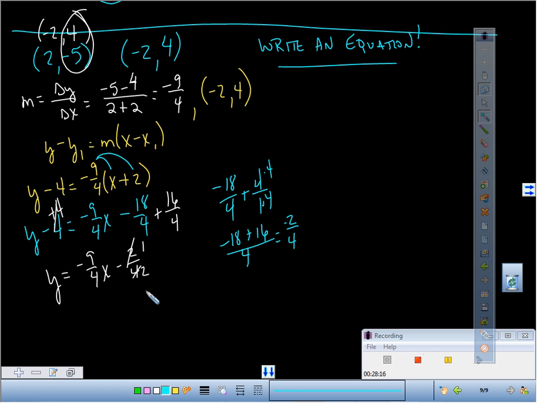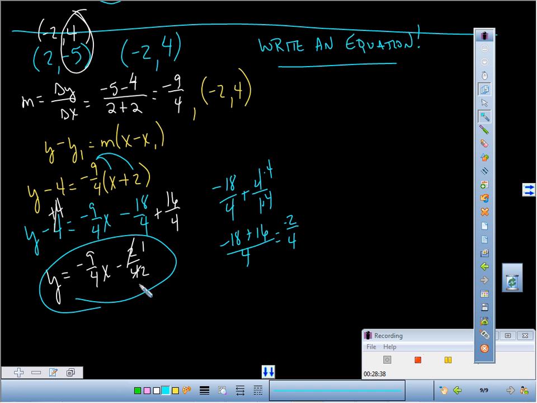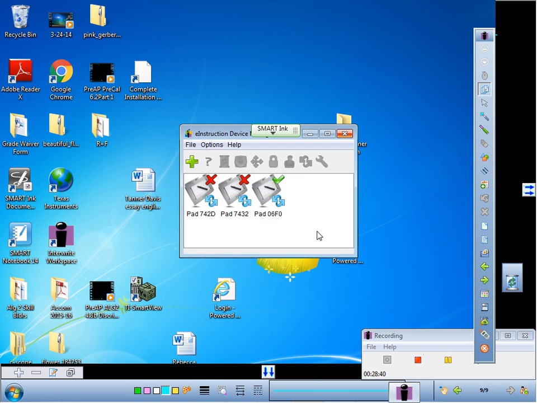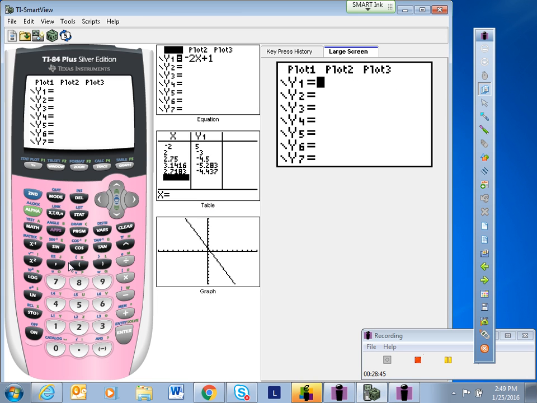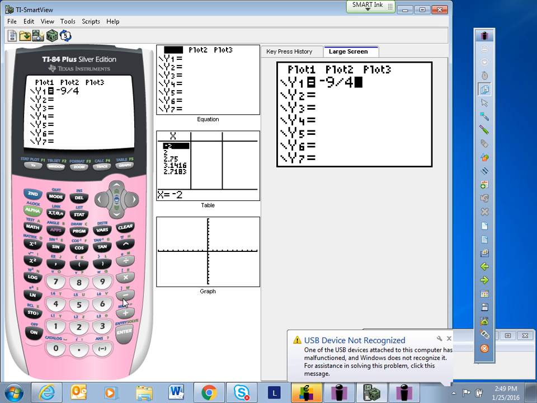Alright, now I want to show you several ways that you can check this in your calculator, because that's important. If you're doing a worksheet or a test, being able to check your answer and know if it's right or wrong is a good skill. So I'm going to go to y equals and I'm going to plug this in. Negative 9 fourths x minus 1/2.